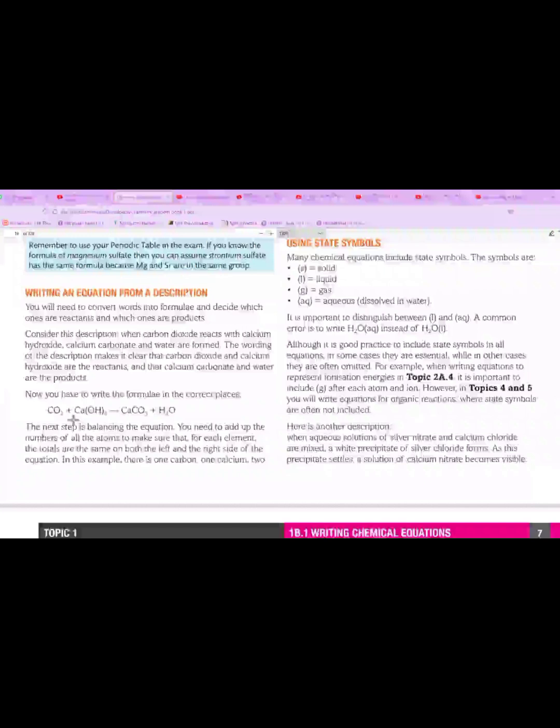Okay, now let's see how the author refers to it over here. Okay, so hydrogen and oxygen atoms on each side. So the equation is already balanced.